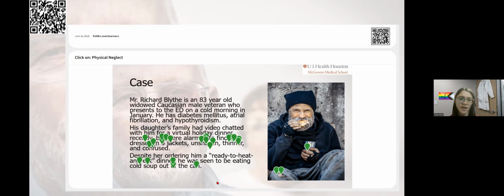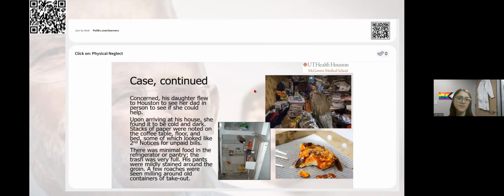His clothes are in disarray. He's got all the concerns. He didn't look good. So let's see what happens next to him. She comes down to Houston in this case to see him.